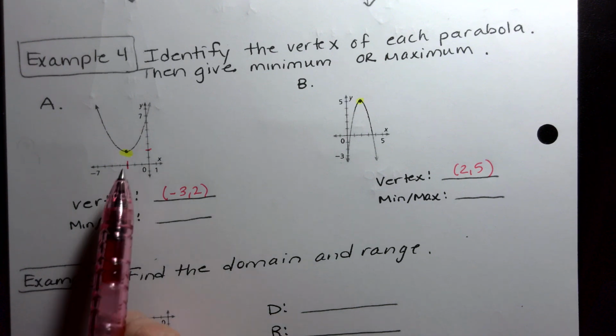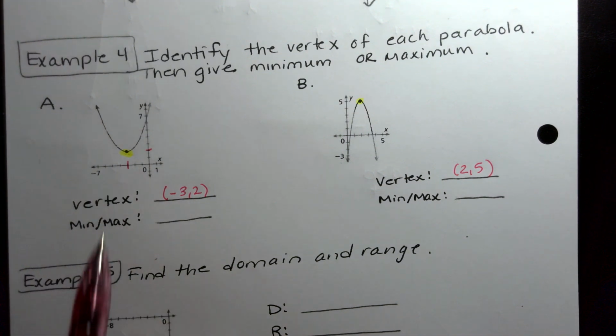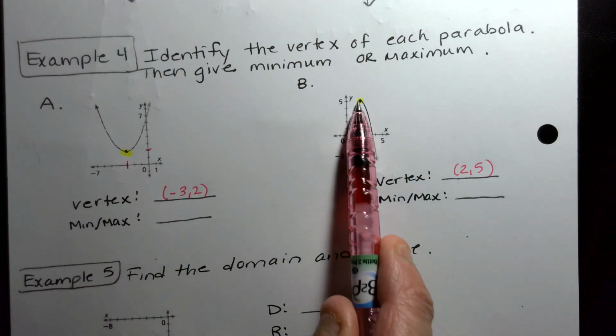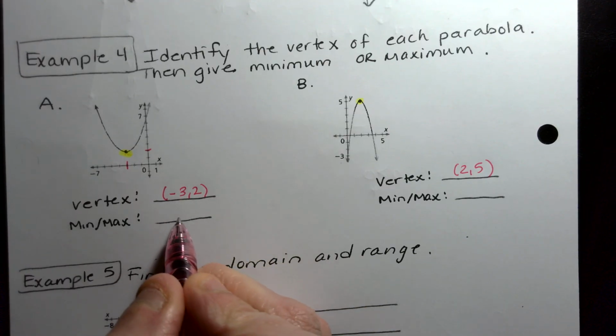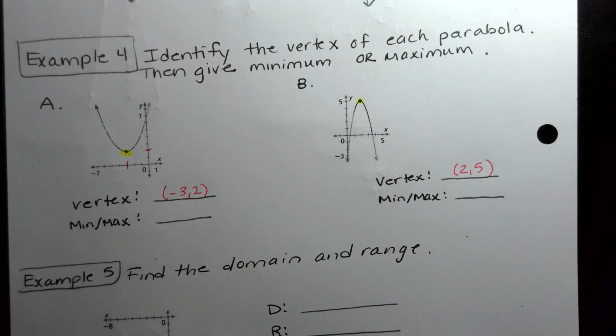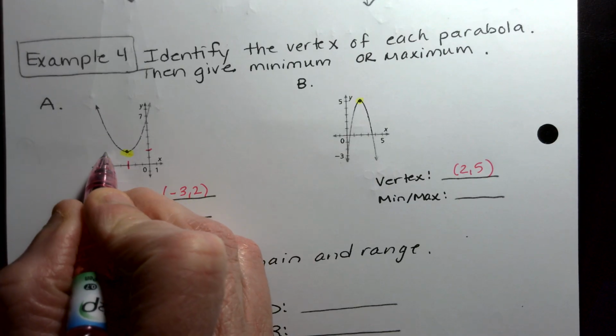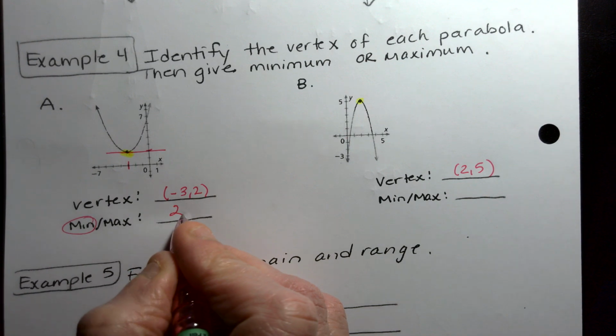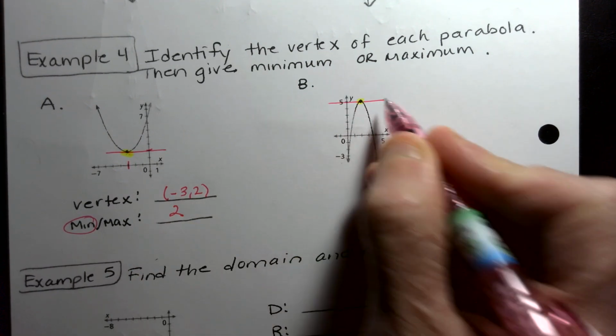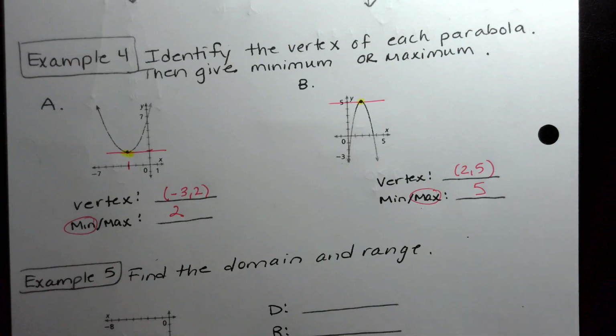Now I want you, don't say it out loud, minimum or maximum? Circle it. Is that a minimum or maximum? Circle it. Now find out what the minimum is. What's the number here and what's the number here? See if you can do it. Okay, so hopefully you noticed it's a minimum. It's the lowest point and it's at 2. Hopefully you notice this is at the maximum point and it's at a 5.